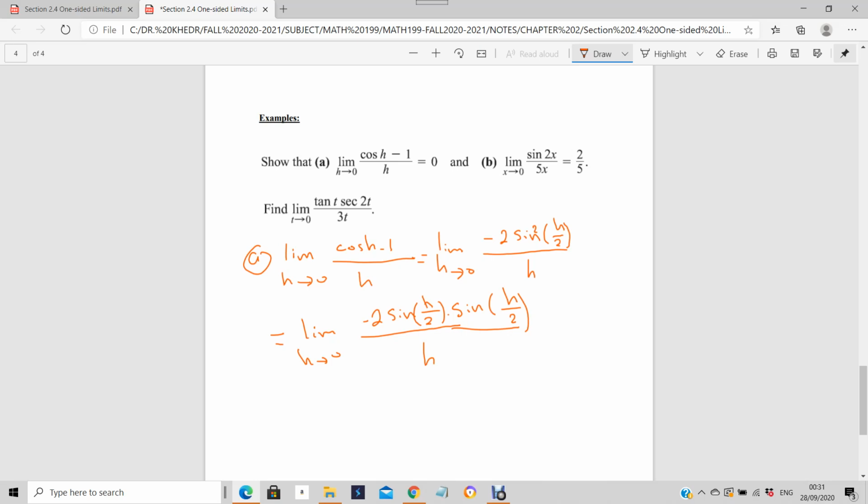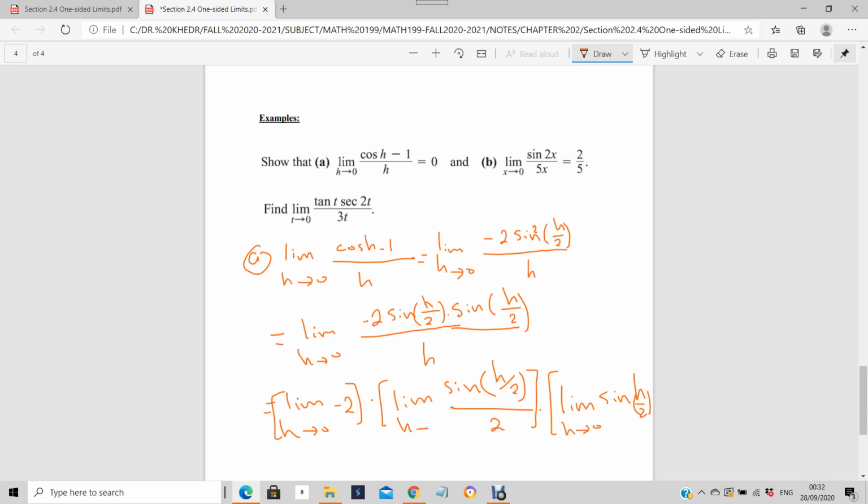From the limit laws that we learned, this will be the limit as h goes to 0 of minus 2. This is the first term, I will write it in a bracket, multiplied by the limit, another bracket, of sine h over 2 divided by 2, multiplied by a third bracket, the limit of sine h over 2 as h goes to 0.